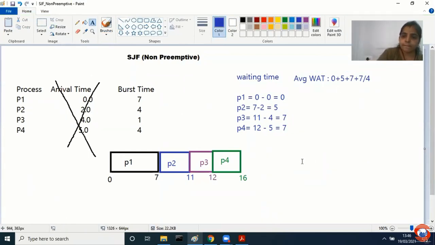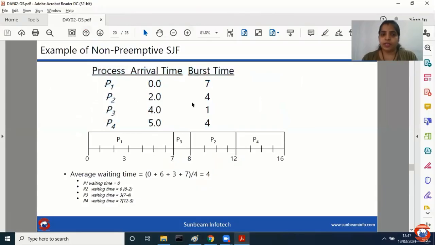Everyone understood? Good. This is very easy. That is non-preemptive SJF.